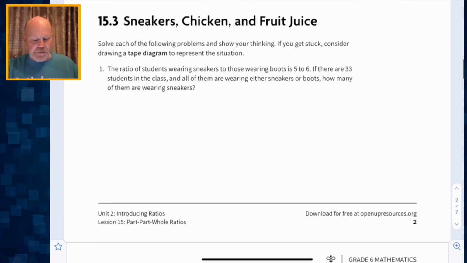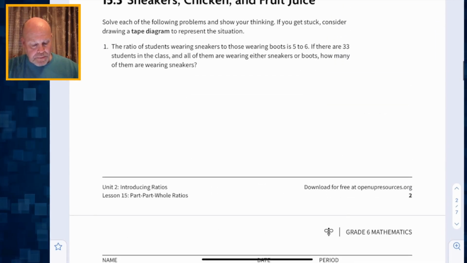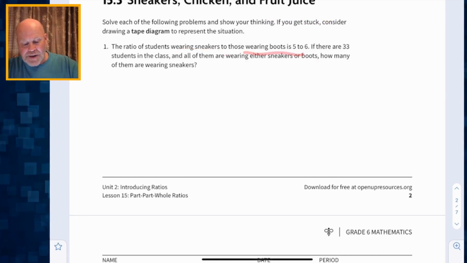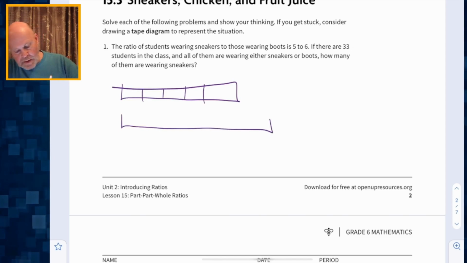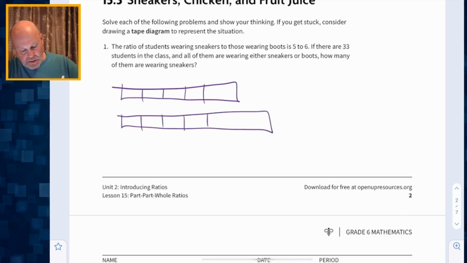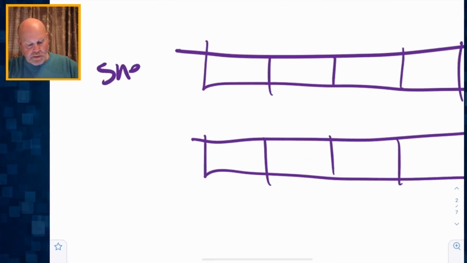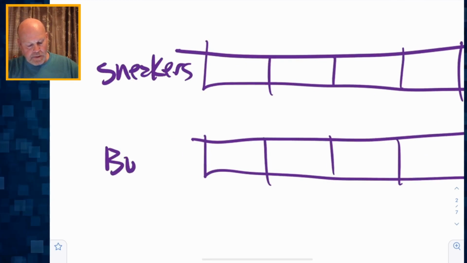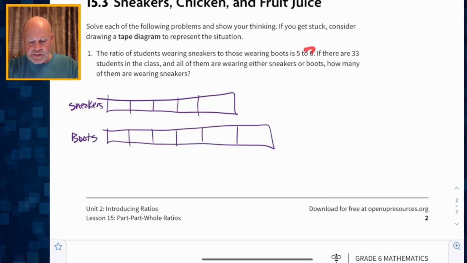All right, solve each of these following problems with tape diagrams if we need to, right? We just got a bunch of word problems right now, so let's just kind of hammer them out. So this one says the ratio of students wearing sneakers to those wearing boots is 5 to 6. So that means we're gonna have 5 units here, and 6 units here. They're not perfect. They don't need to be. But sneakers to boots. So the 5 units is the sneakers, and the 6 units is the boots.